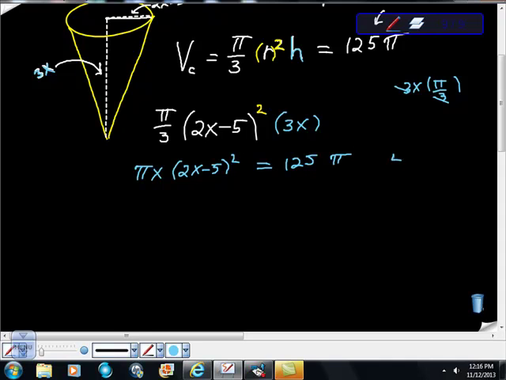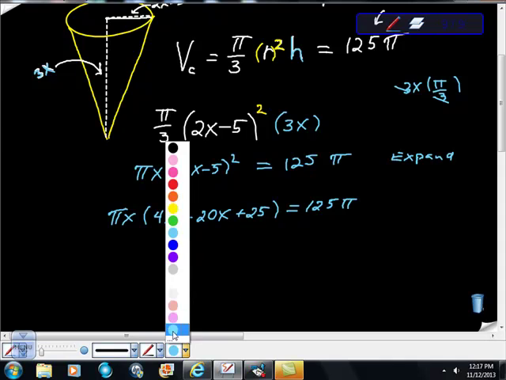So I'm going to go ahead and expand this piece right here, 2x minus 5 times 2x minus 5. So I have this pi x here times, and that expands out to 4x squared minus, what is it, minus 10? Is it? It's minus 20x. It's minus 20x plus 25. Is that good math? Plus 25 is equal to 125 pi.